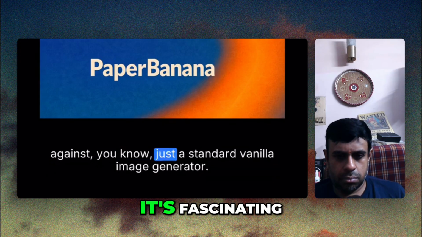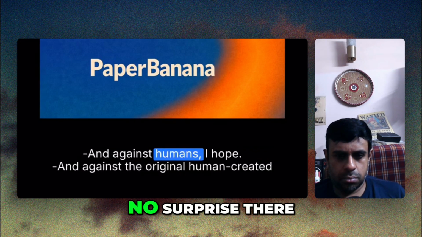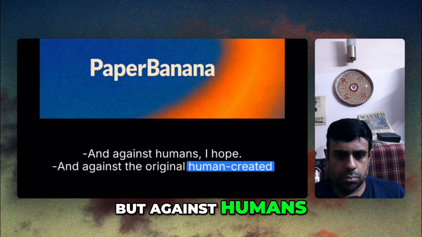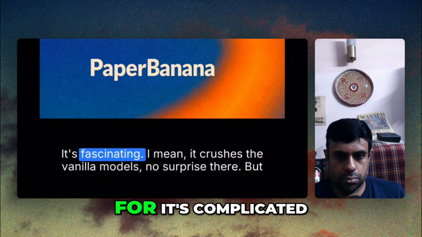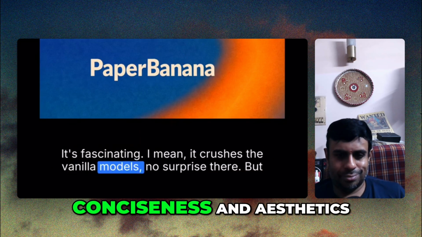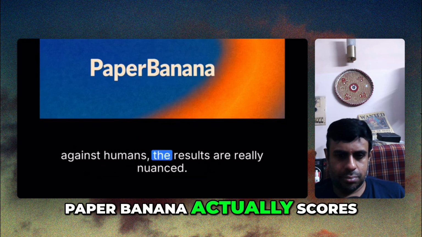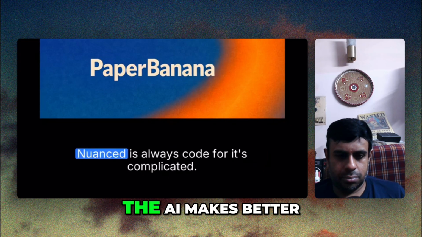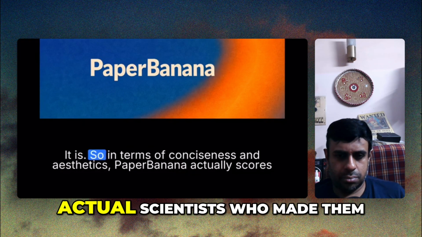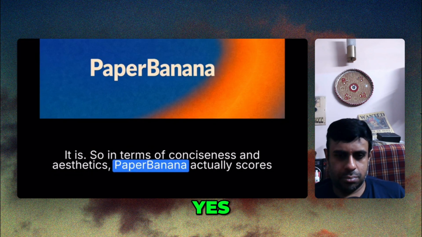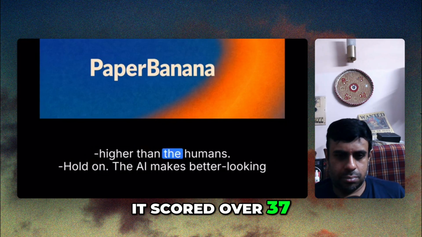Okay, and the verdict. It's fascinating. I mean, it crushes the vanilla models, no surprise there. But against humans, the results are really nuanced. Nuance is always code for it's complicated. It is. So in terms of conciseness and aesthetics, PaperBanana actually scores higher than the humans. Hold on. The AI makes better looking diagrams than the actual scientists who made them. Significantly better, yes. For conciseness, it scored over 37% higher.